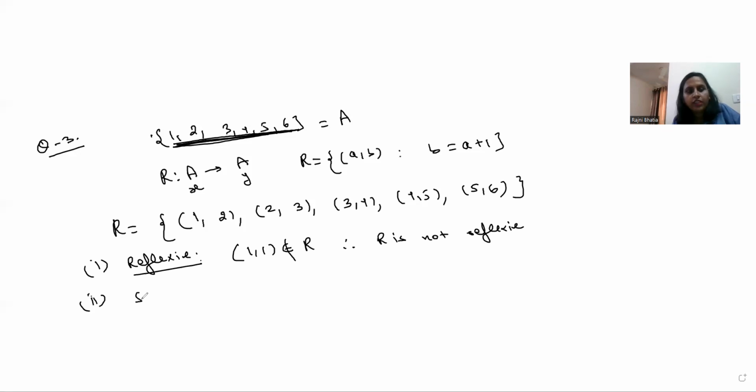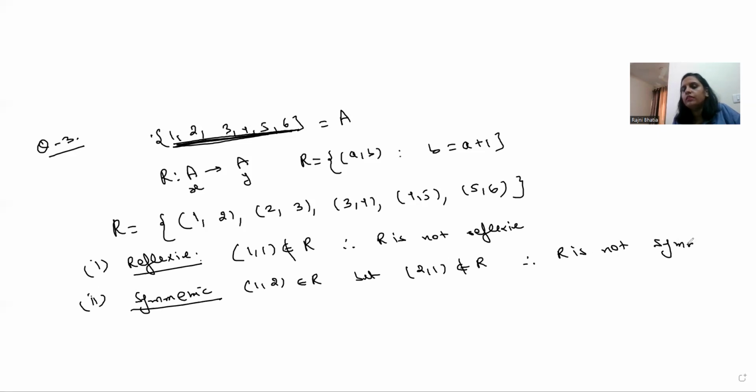Next, we'll move to symmetric. Maybe we will check all the elements. Now I can clearly see (1, 2) belongs to R, but (2, 1) does not belong to R. Therefore, the relation is not symmetric.